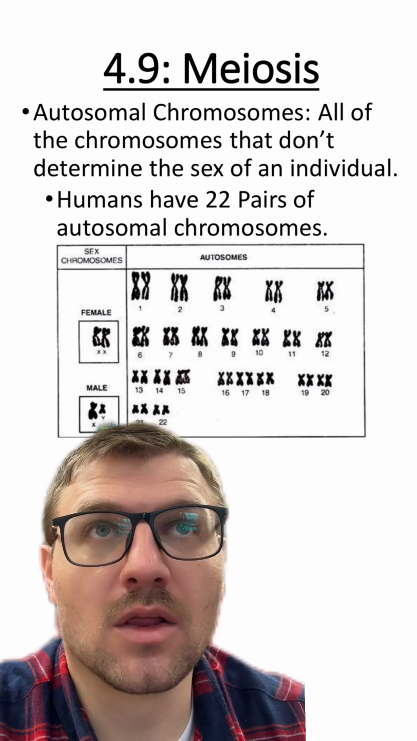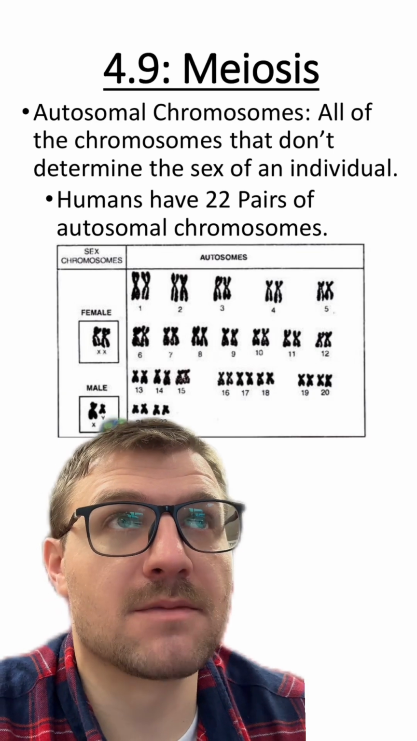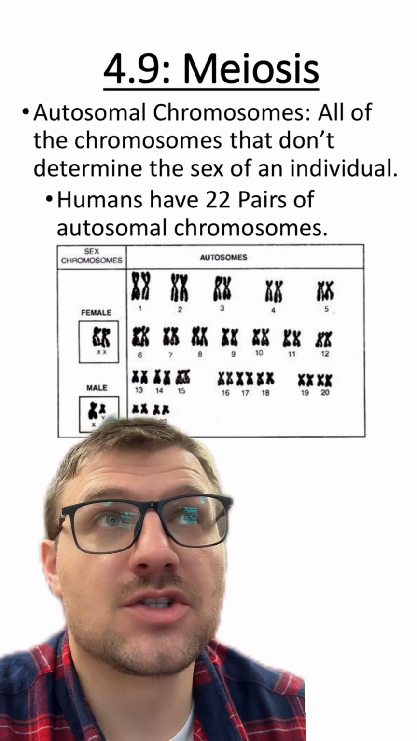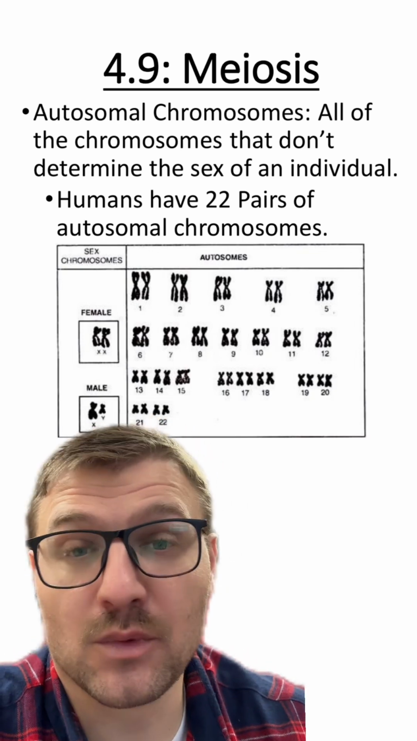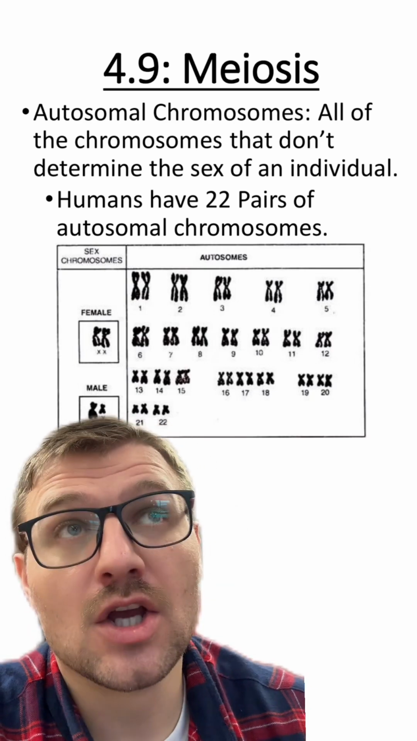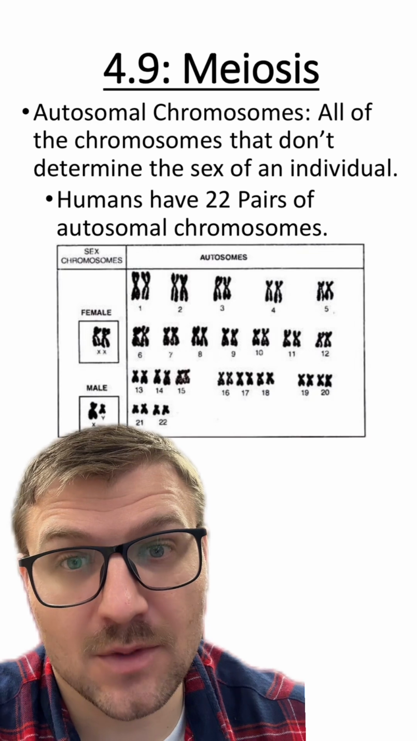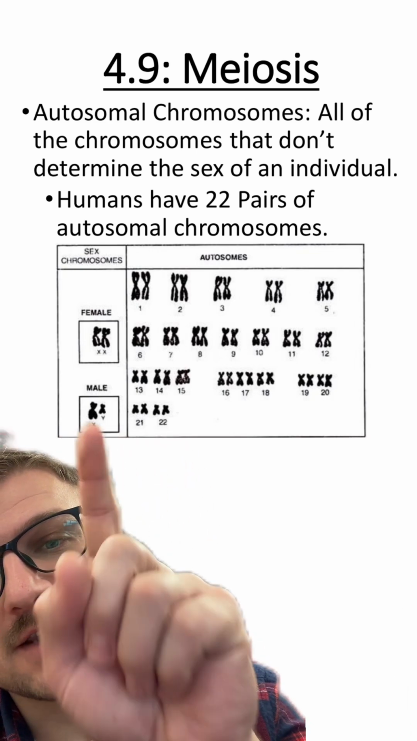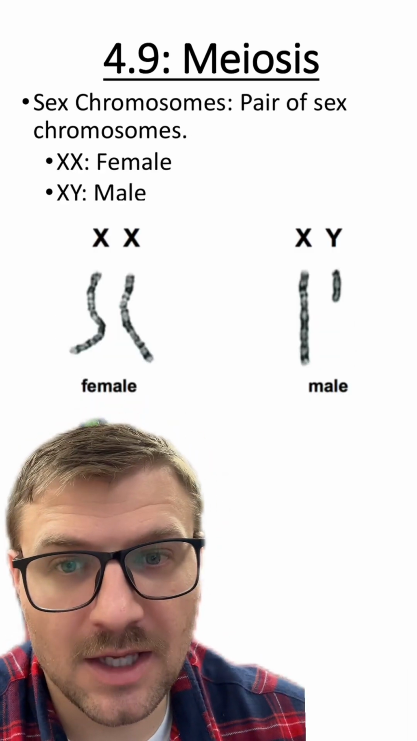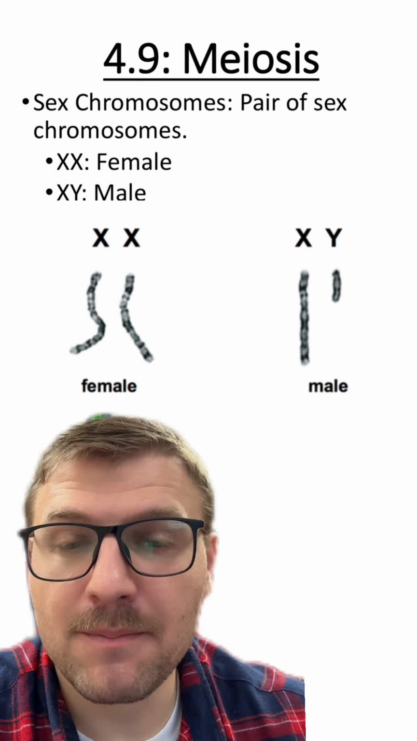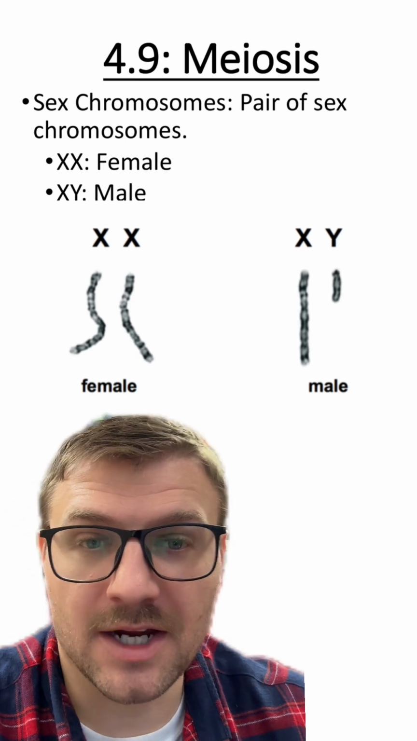Having higher or larger amounts of chromosomes doesn't mean that you're more evolved or less evolved, it's just how your species has evolved throughout time. For humans, we have 23 pairs of total chromosomes, 22 of which are autosomal chromosomes. Our last pair is known as the sex chromosomes, and these chromosomes determine the sex of an individual. Typically, not all the time, females are XX and males are XY.